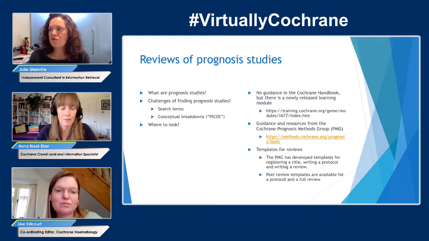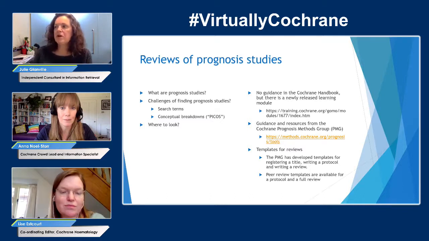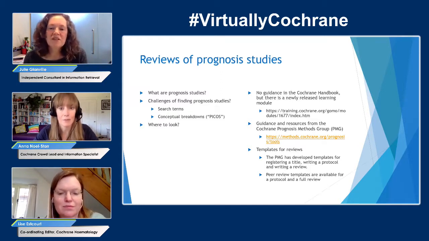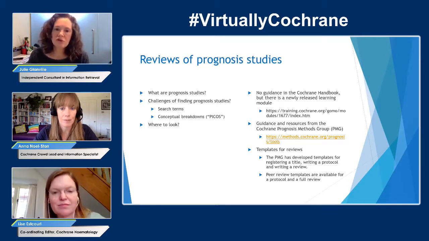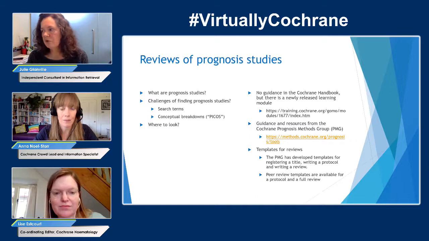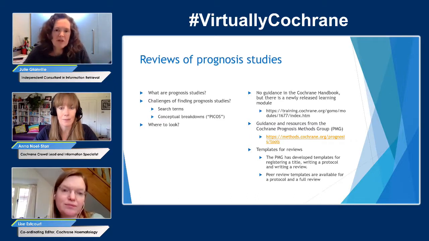In terms of guidance for finding prognosis studies, there is no guidance in the Cochrane Handbook itself at the moment, but there is a really nice newly released learning module. I've given you the URL there, and this is excellent. I've learned a lot from this set of training slides, so thank you very much to the team who've produced those. There are also guidance and resources on the Cochrane Prognosis Methods group pages, and the link is there. And Cochrane has produced some templates for reviews, and I think Anna and Lise will be able to comment on them a bit later on. There are templates for registering a title, writing a protocol, and writing a review. And there are peer review templates as well.